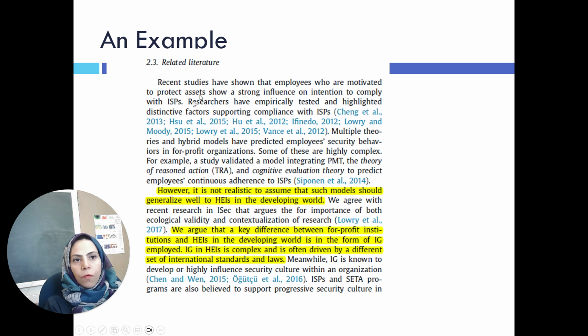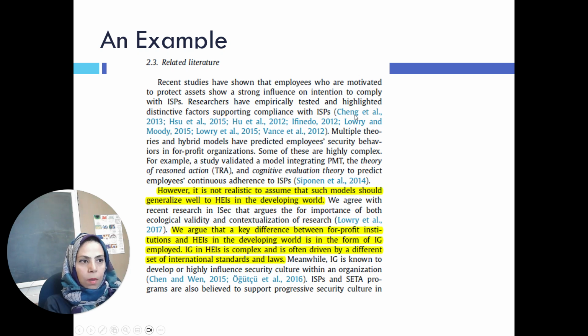So it started off, the literature review started off, the authors write that recent studies have shown that employees who are motivated to protect assets show a strong influence on intention to comply with the ISPs. तो ये उनका पूरा लुब्बे लुबाब है, at a higher meta level उन्होंने ये find out किया कि one of the aspects that motivates the employees to comply with the information security policies, वो ये था कि वो अपने assets को protect करने के लिए motivated थे, something like जो इनका data मौजूद है या maybe some information that they have on their devices.